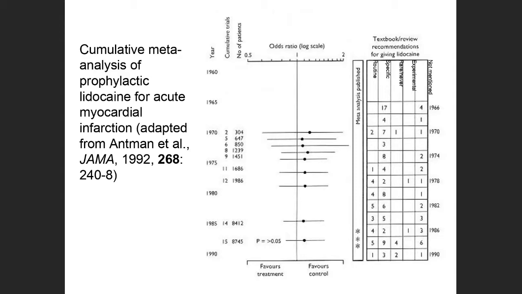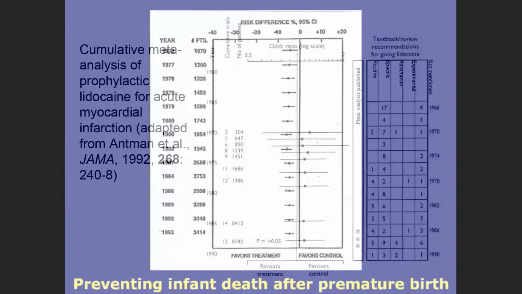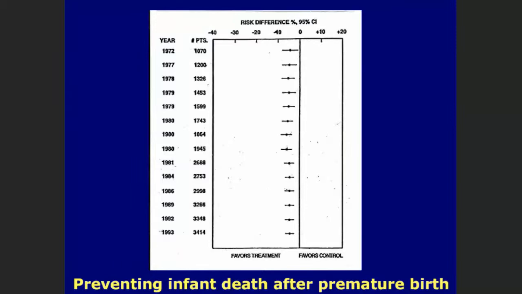in the textbooks that are being documented in the table on the right-hand side, they are still recommending treatments for giving this substance lidocaine, even when it had been shown by 15 trials involving 8,745 patients that this treatment was not beneficial. And in fact, it was positively on the harmful side, favoring the control there. And what we see here is this effect that the more patients that you put into the meta-analysis, the tighter the confidence interval, so the more certainty we have around the result.